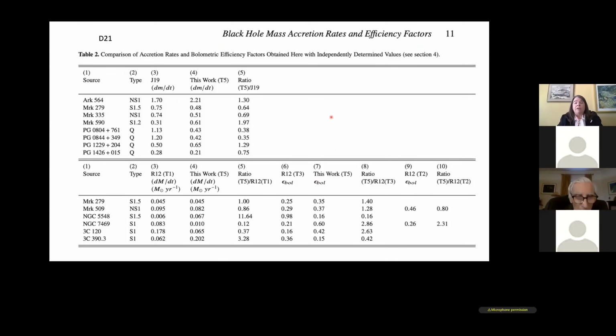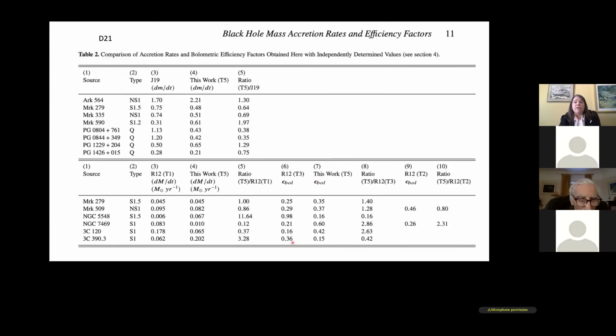Now, there are some independent results for these efficiency factors and for the mass accretion rates I'll be showing you in just a moment. In Raimondo et al. 2012, efficiency factors for the radiant luminosity of the disk were obtained for many, many sources. And I selected the sources that overlap with the sources that are in the samples that I'm working with.